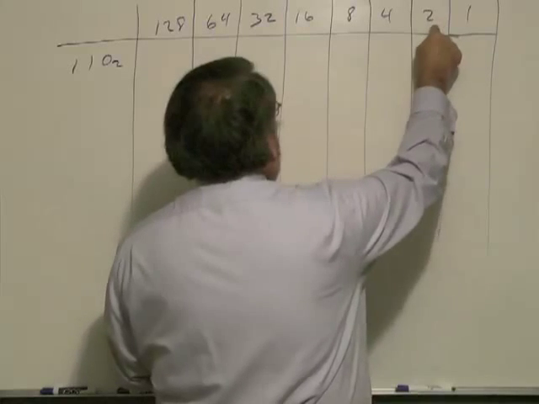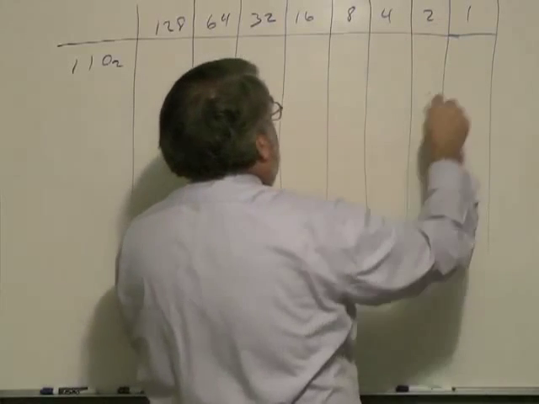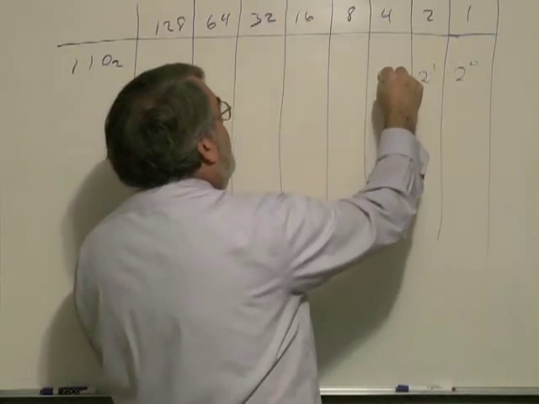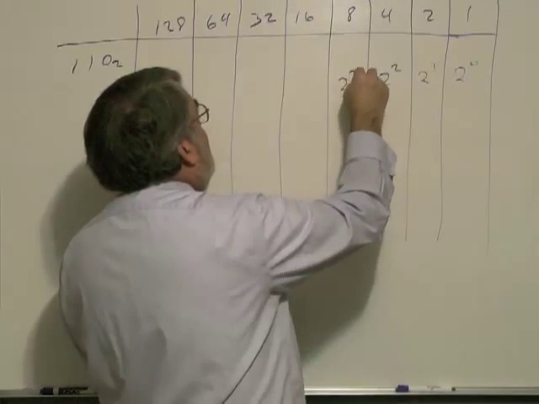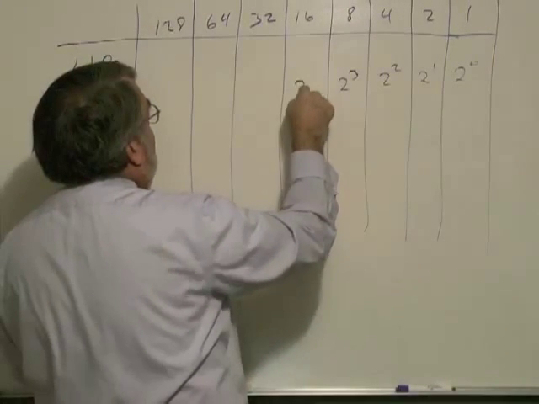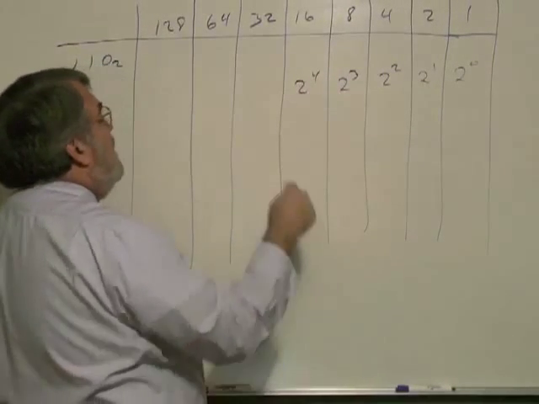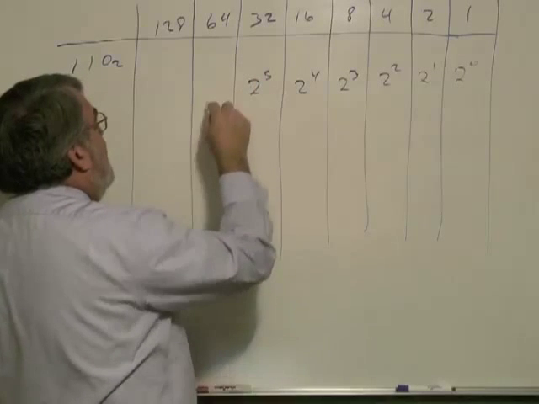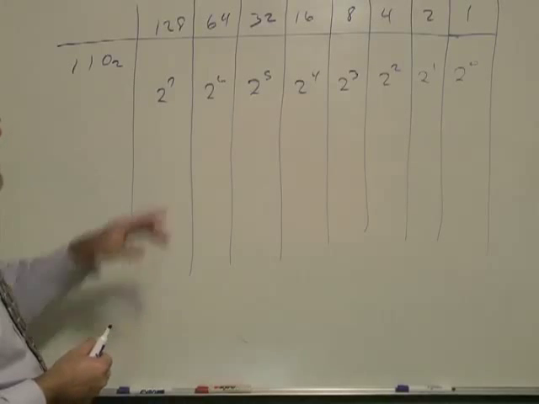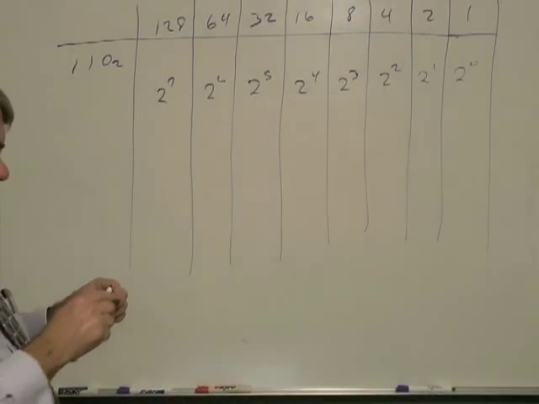2 to the first power, 2 to the second, I'm sorry, 2 to the 0, 2 to the first, 2 to the second, 2 to the third, 2 times 2 times 2 is 8, times 2 is 16, 2 to the fourth, times 2 is 32, 2 to the fifth, and so on. And so 128 is 2 raised to the 7th power.